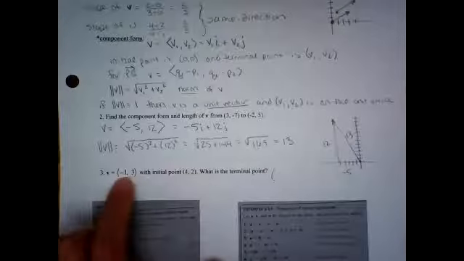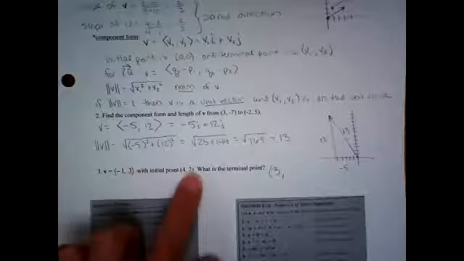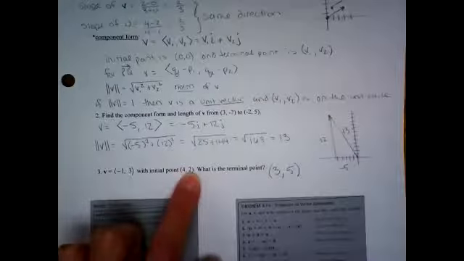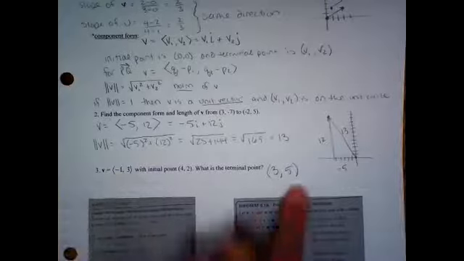An initial point of 4, 2, what's the terminal point? Well, all you have to do is basically follow these directions. If you start here, you went -1 in the x direction, so 4 minus 1 would give you 3. And then you went +3 in the y direction, so 2 plus 3 would give you 5. So if you start here and basically follow those instructions, you're going to end up at 3, 5.